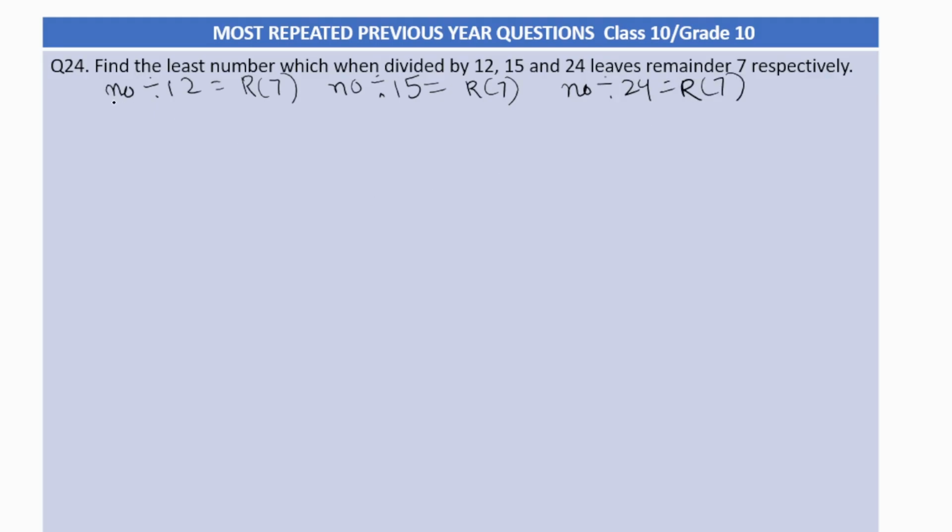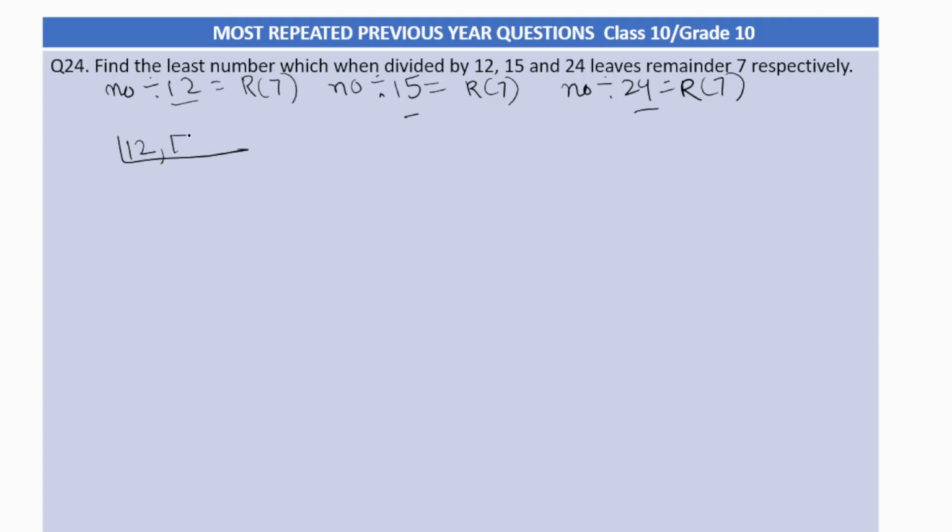So that number has to be the least number, no doubt, but it has to be bigger than 12, 15 and 24. That is why we are dividing, right? And we are getting a whole number remainder 7. So let's first find that number which is fully divisible by 12, 15 and 24. What could that number be? The smallest number which is fully divisible by 12, 15, 24 will be the least common multiple. So let's find the LCM.